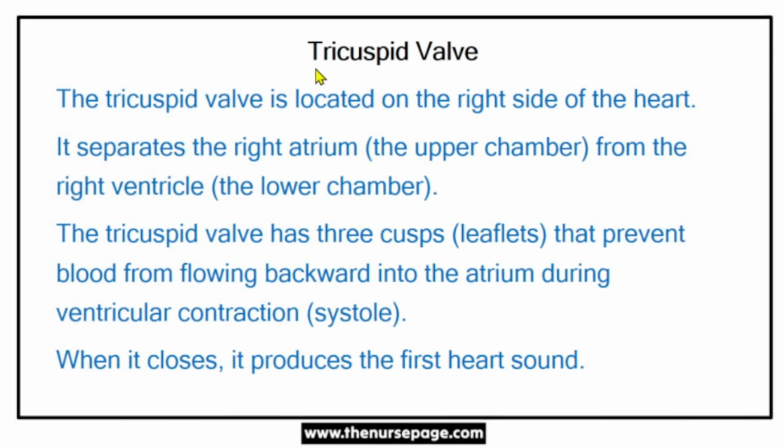First, the tricuspid valve is located on the right side. I told you it separates the right atrium and right ventricle. The tricuspid valve is located on the right side of the heart. It separates the right atrium, the upper chamber, from the right ventricle. The tricuspid valve has three cusps that prevent blood from flowing backward into the atrium during ventricular contraction. When it closes, it produces the first heart sound. So tricuspid valve closure makes the first heart sound, S1.